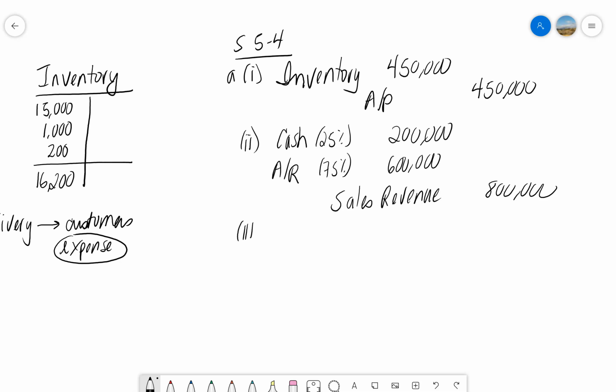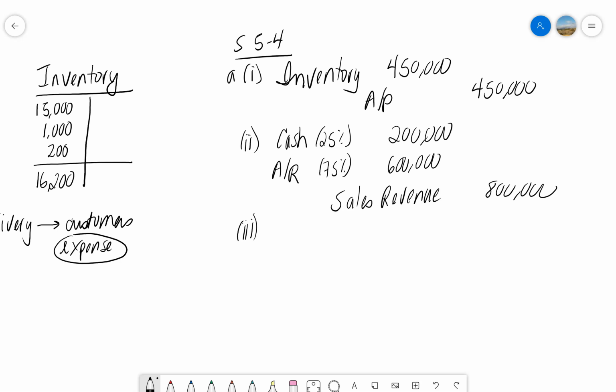Then we go to part three. Now, whenever we have a perpetual inventory system, whenever we make a sale of our inventory, we always need two journal entries. One to record the sales revenue, which we just did, and the second one is to record the cost of goods sold. Now, cost of goods sold during 2020, it says that 65% of our sales revenue represents our cost of goods sold.